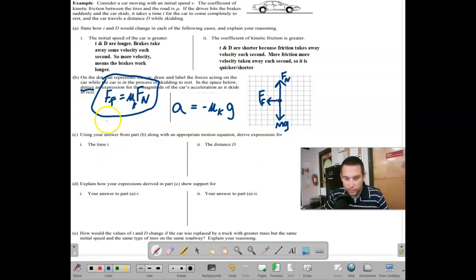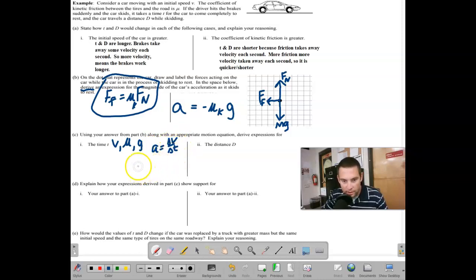So for t, we know we have the velocity. We know we have mu. And we know we have the acceleration due to gravity. All right, so looking for time. Velocity has time with it, right? Let me give the full equation here. Acceleration equals delta v over delta t, right?